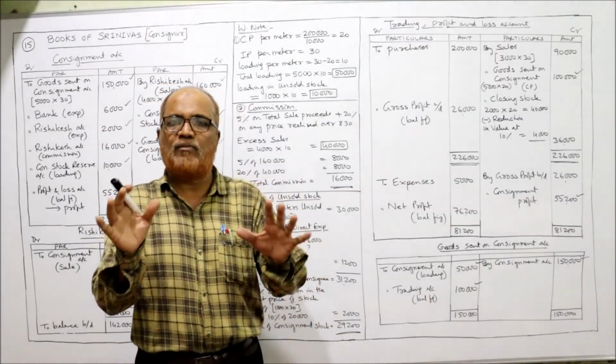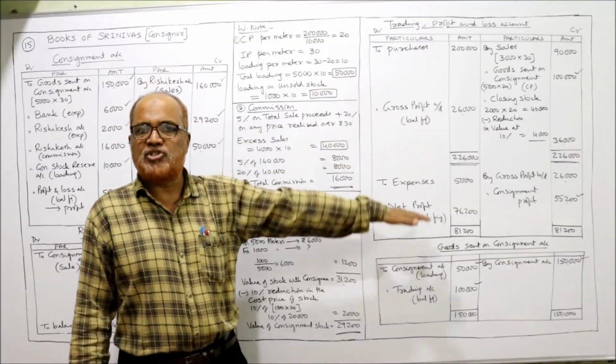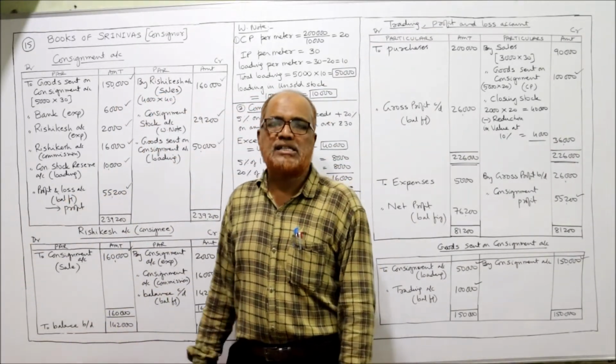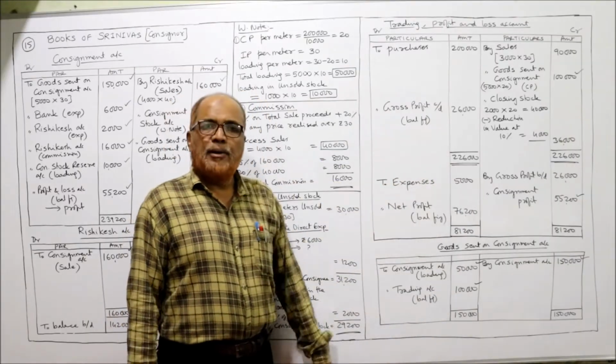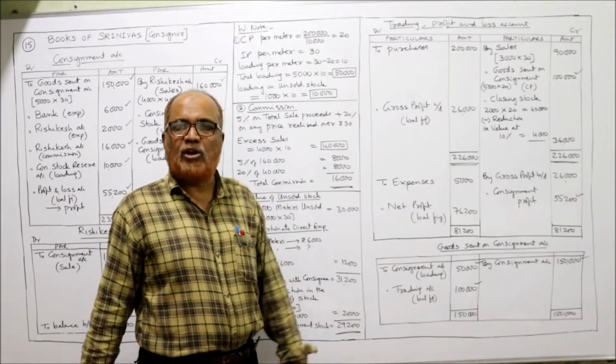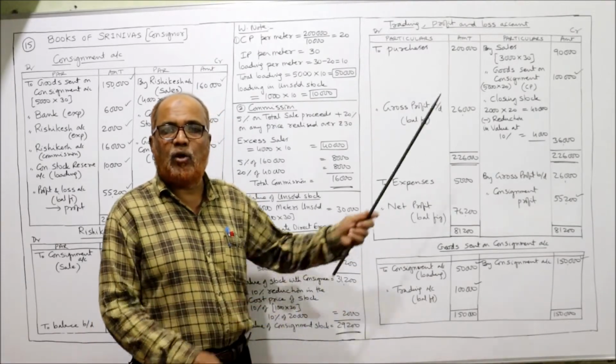This is the first problem where it is asking you to prepare the trading profit and loss account. In earlier problems we were asked only to make the consignment account and the consignee account. First time, trading profit and loss account. On the debit side, opening stock, but we don't have any opening stock here.